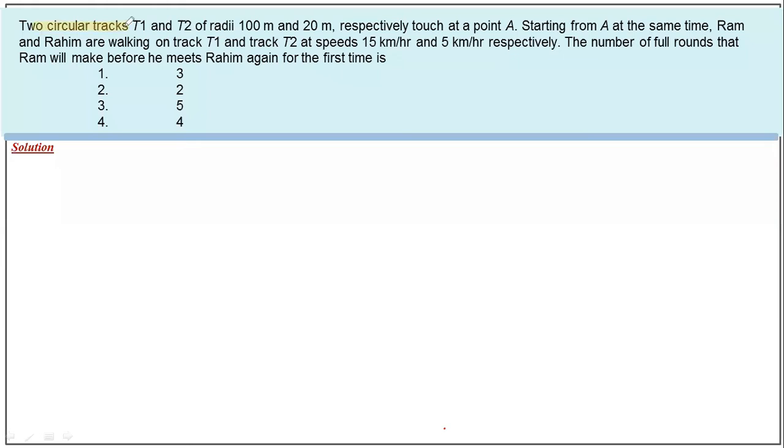Two circular tracks T1 and T2 of radii 100 meters and 20 meters respectively touch at a point A. Starting from A at the same time, Ram and Rahim are walking on track T1 and track T2 at speeds 15 km per hour and 5 km per hour respectively. The number of full rounds that Ram will make before he meets Rahim again for the first time is which of the following?